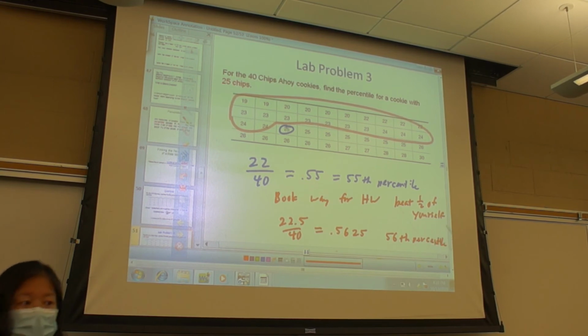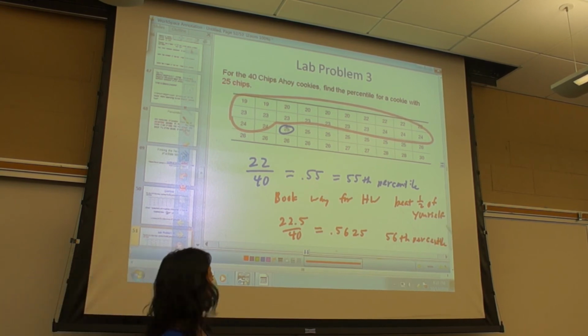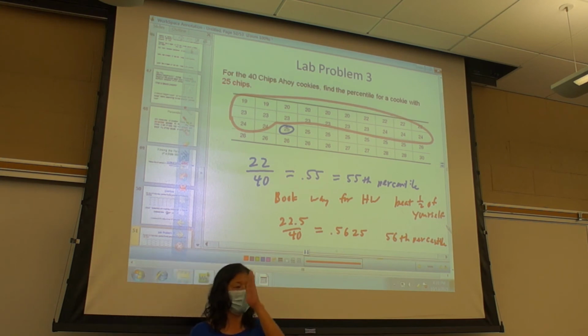Does that seem all right? Is everyone good with that part? Yeah. Why do you beat half of yourself? Because it's saying, here's me right here. Half of me is below me and half of me is above me. Oh, okay. Yeah, they're splitting the data. Yeah, it's splitting me in half, and saying that right here, half of me is below me and half of me is above me.